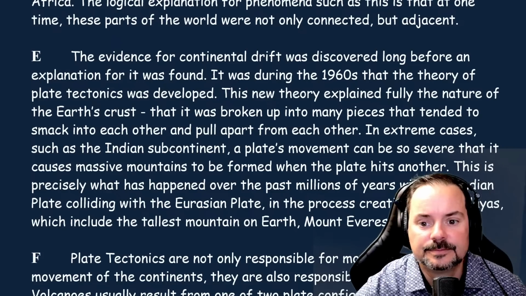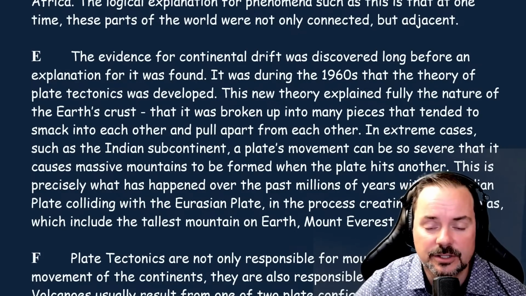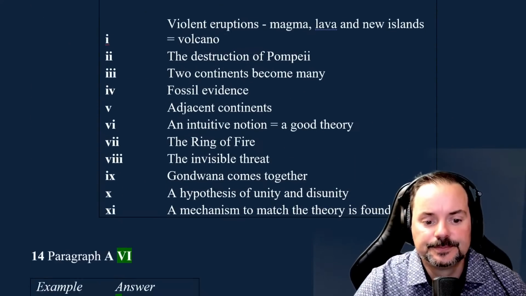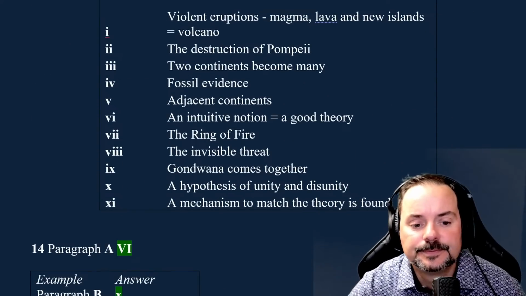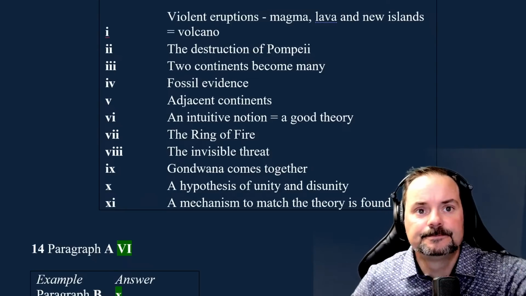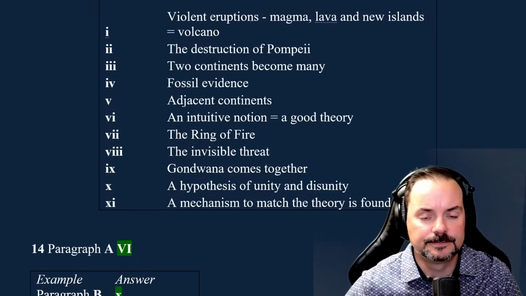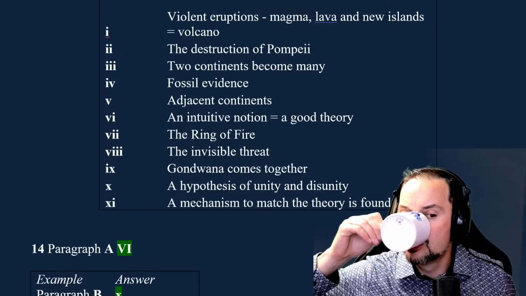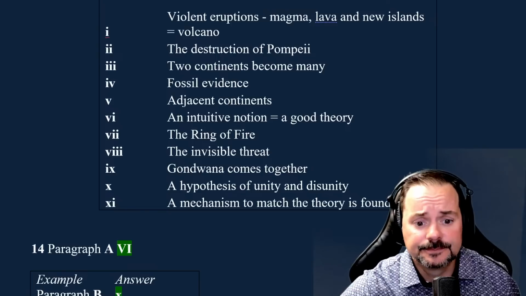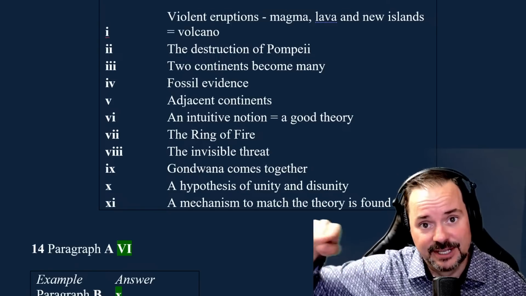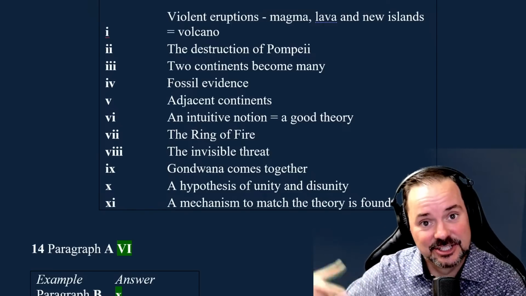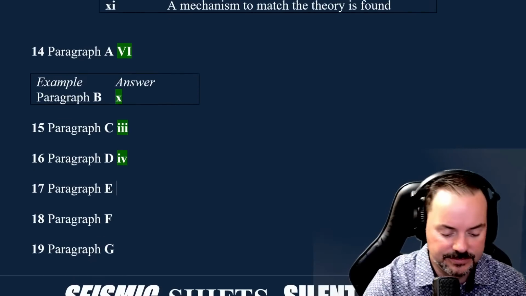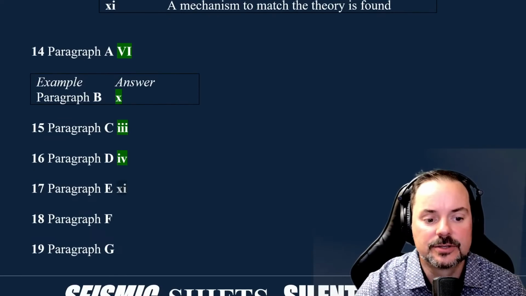Theory of plate tectonics. Yeah, those are the 2 words. Plate tectonics, right? Theory of plate tectonics. Okay, good. So have a look. Which one's the best answer? Mm, 11th one. A mechanism to match theory is found. Equals plate tectonics, right? Correct? Yeah. That's the mechanism. Plate tectonics is the mechanism of the theory, right? So exactly. So it's number 11, XI. And you move on, right? So that's the main idea of the paragraph.